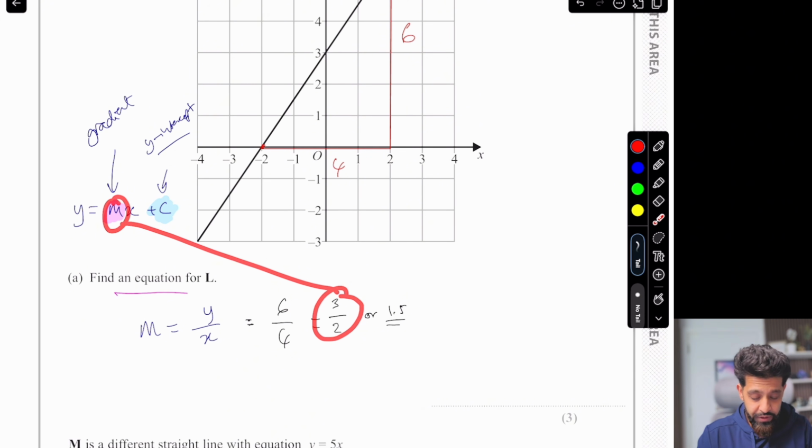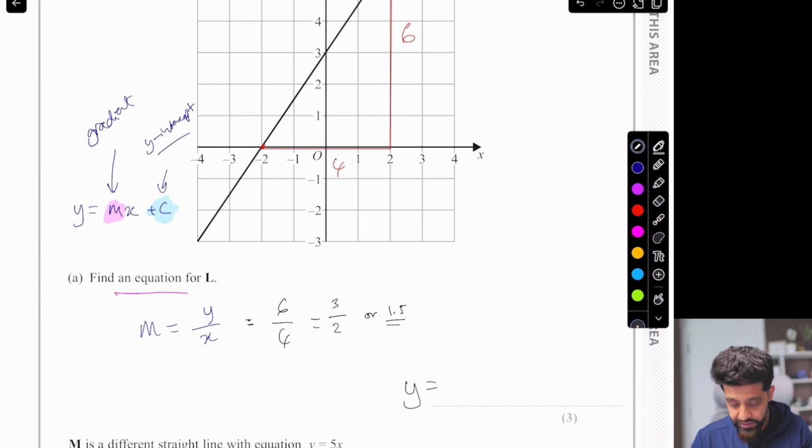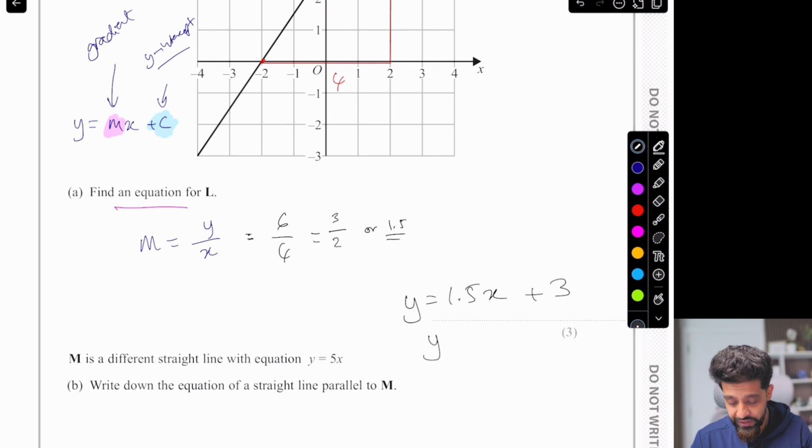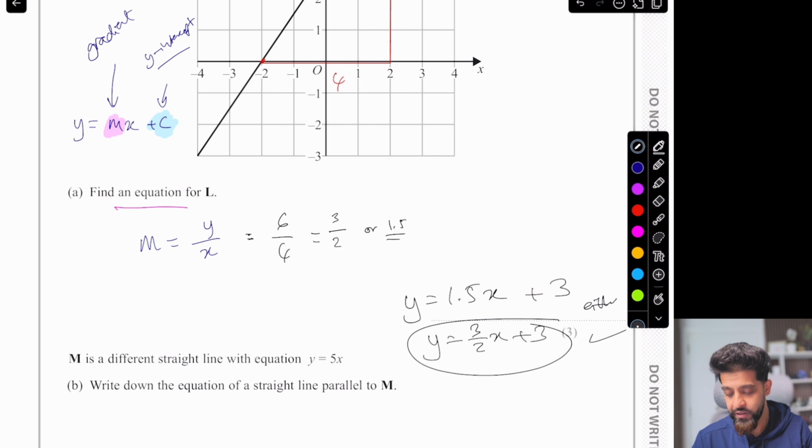3 over 2, or 1.5, goes in for that m, and c is where it cuts the y-axis. As you can see, it cuts it at +3. So the equation of the line would be y is equal to 1.5x plus 3, or instead of 1.5, you could write 3 over 2x plus 3. Either of those is fine.